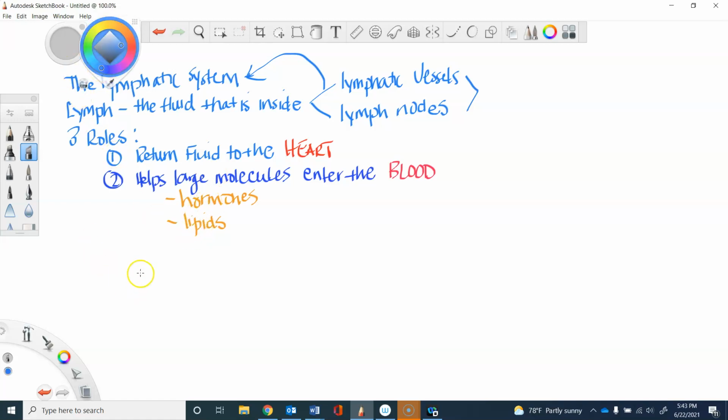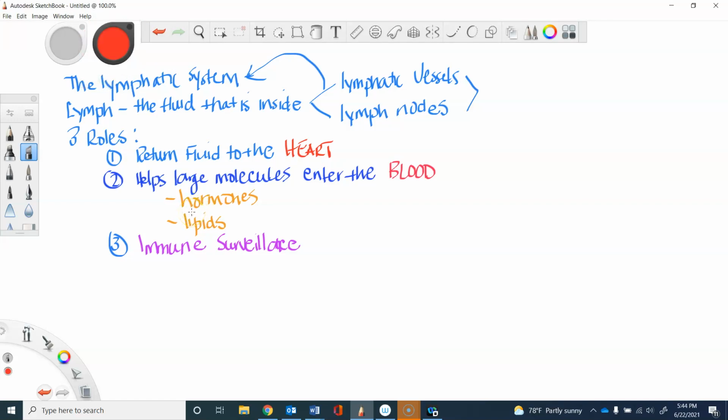The third thing the lymphatic system does is its role in the immune system, which is immune surveillance. So it provides a place for white blood cells to locate pathogens. Okay.